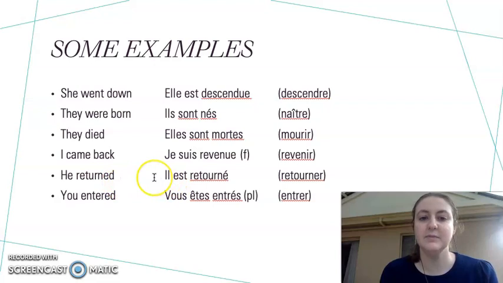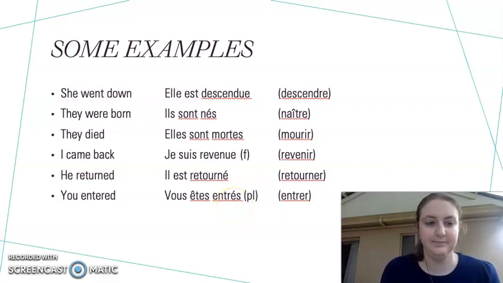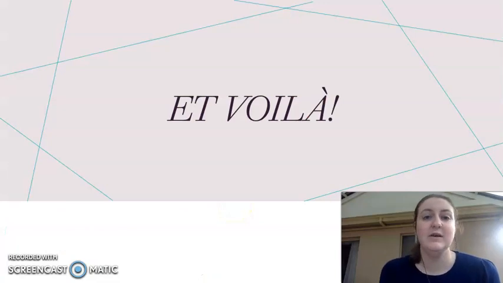He returned, il est retourné. Notice how with il est retourné, because it is masculine and singular, we haven't added anything to our past participle. And finally, you entered, vous êtes entrés. We can tell from the vous that it is plural, and it is also a mixed group because we have not added an E.